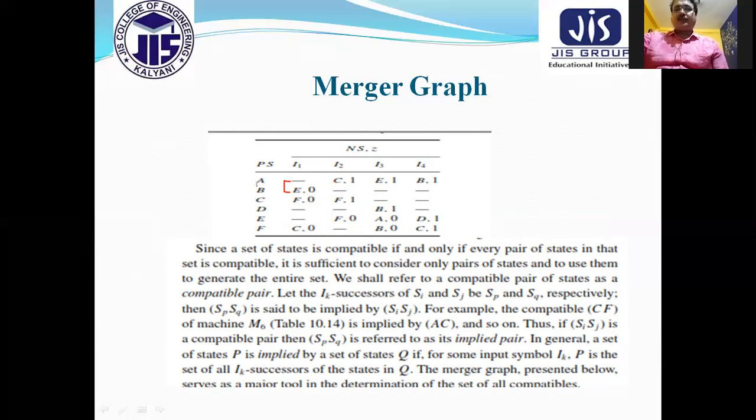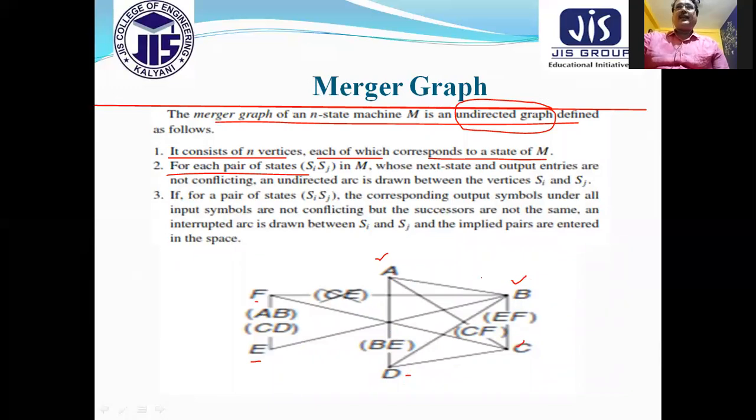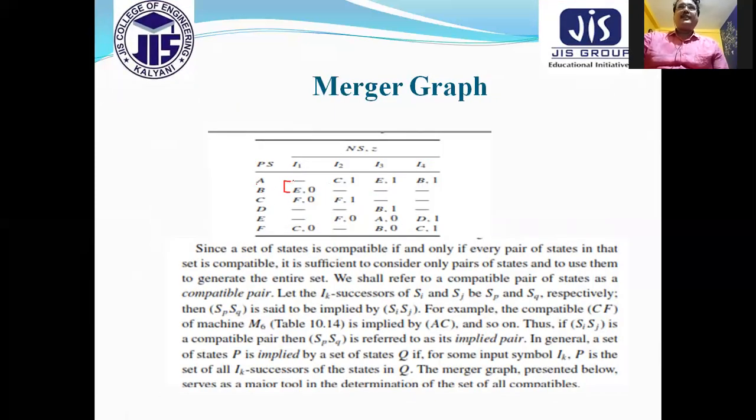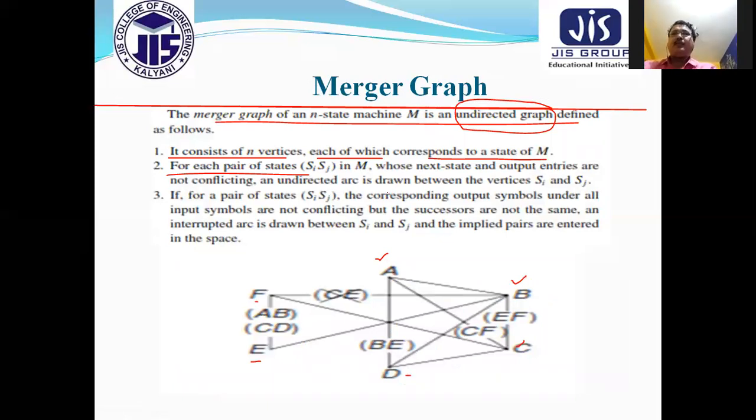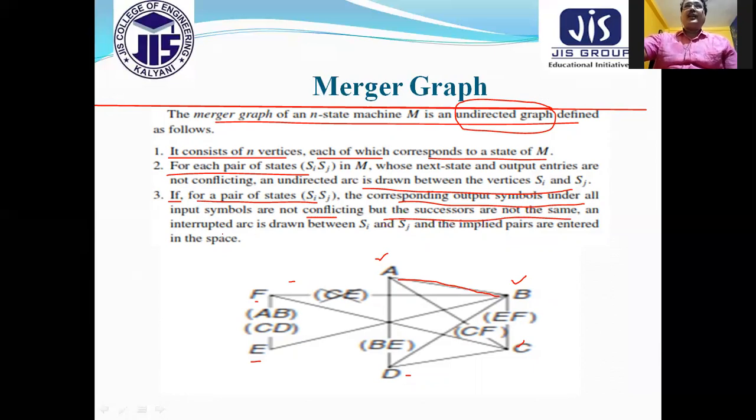Okay. So second step is saying what? For each pair of the states, suppose I have taken A or B, whose next state and output entry are not conflicting. So here you can tell me whether the output next state column is conflicting, here dash is there, not conflicting, not conflicting, not conflicting. If not conflicting, we can draw the direct edge between A to B. Okay, so you can see here, we have drawn the direct edge between the A or C here. Here you can see that we have drawn the undirected arc between the A and B. If for a pair of state and corresponding output symbol under all the input symbol are not conflicting, but the successor are not the same, an interrupted arc is drawn there. Okay, so this one I am going to describe in later phase.